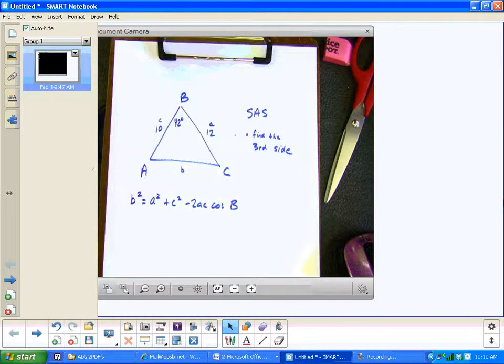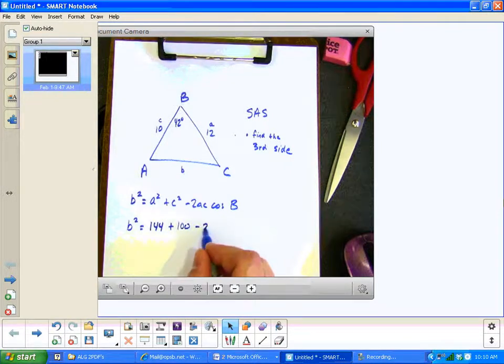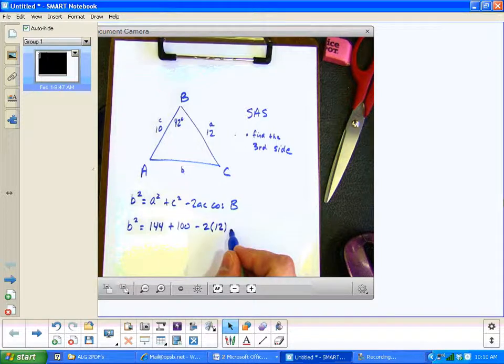Now, we're going to fill in this formula and we're going to solve for b. We don't know what b is, so we just put b squared. Now we're going to fill in the rest of this. All right, so a squared, 12 squared would be 144. c squared would be 100. Minus 2 times 12 times 10.